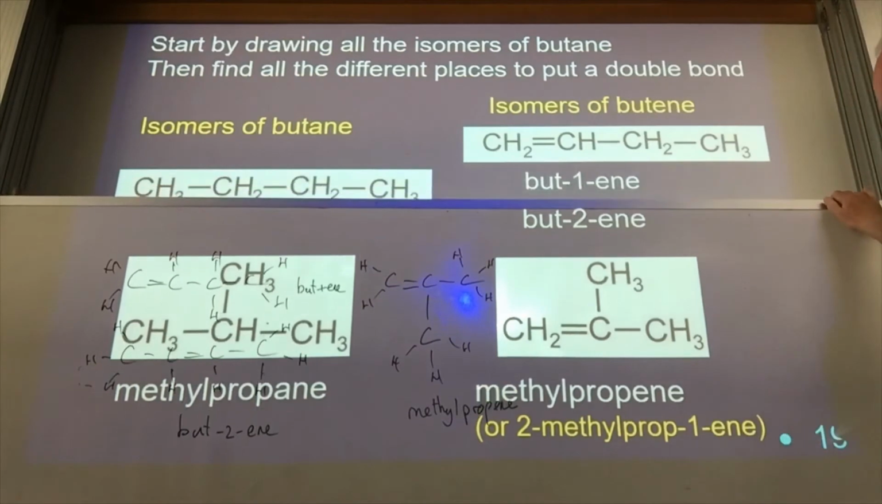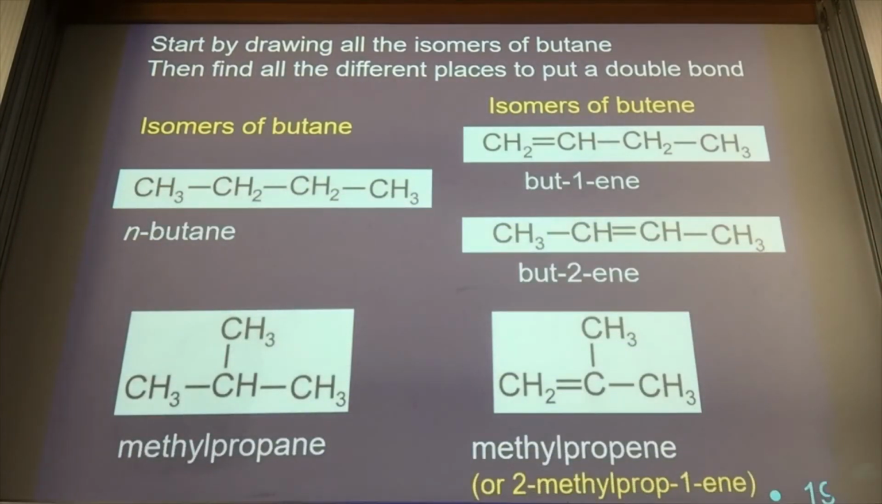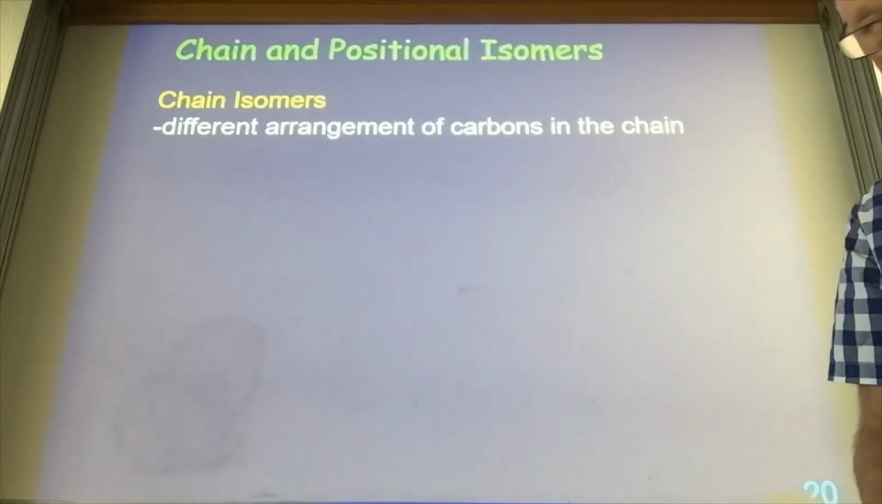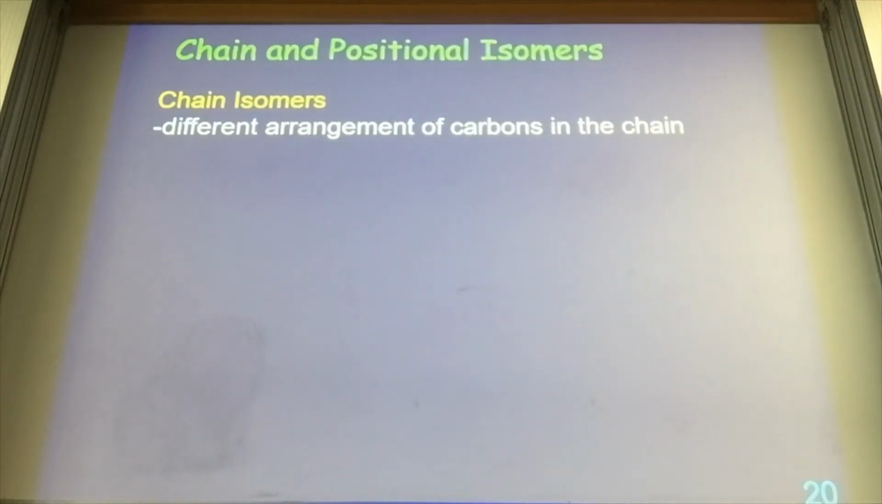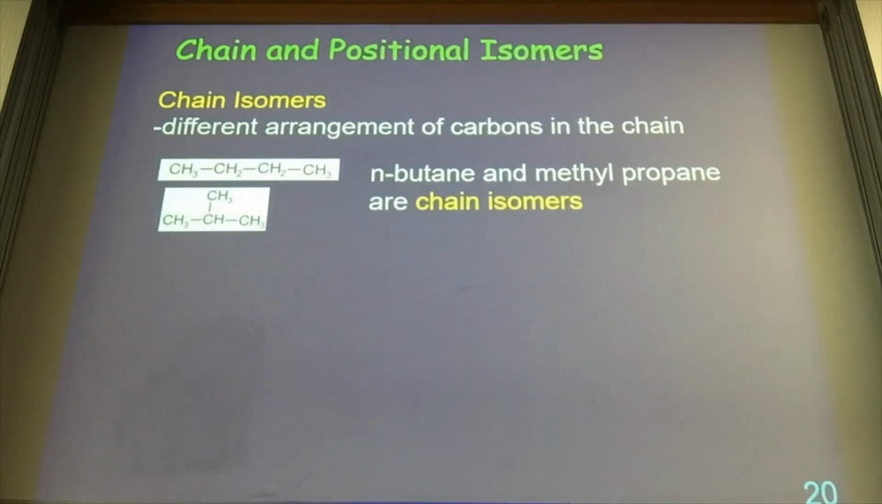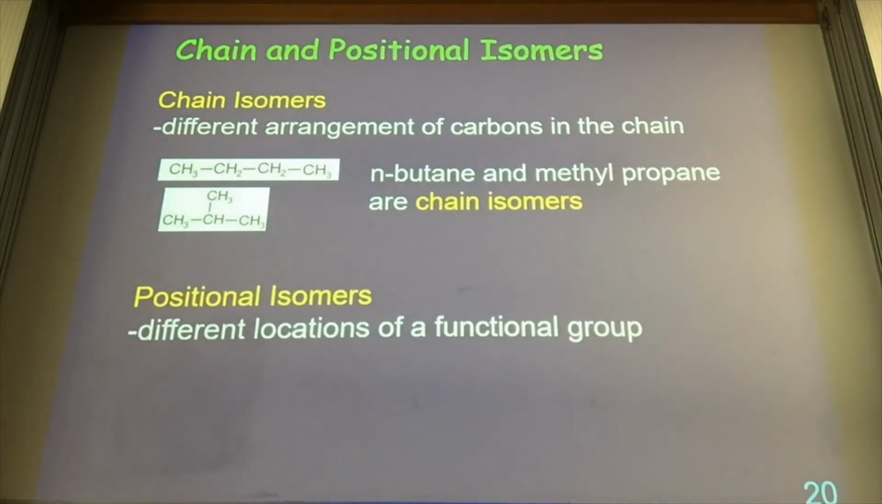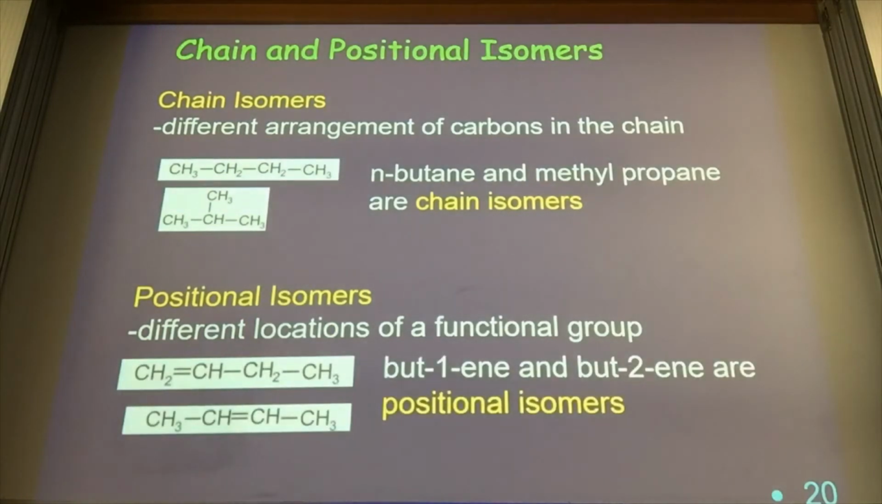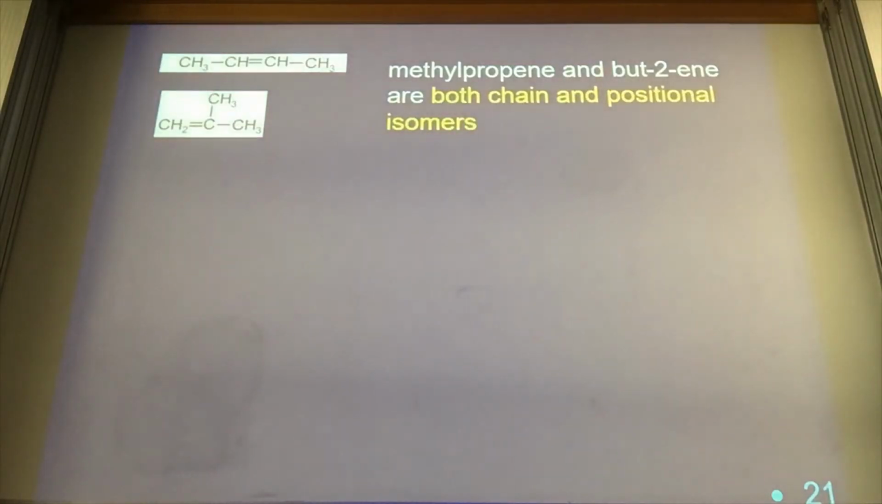And there we have the answers. Chain and positional isomers are different types of structural isomers. Chain isomers are different arrangements of carbon in the chain. So n-butane and methyl propane are chain isomers, whereas positional isomers are different locations of the functional group. So if the functional group is a double bond, 1-butene and 2-butene have the double bond in different places, therefore they are positional isomers. And molecules, of course, can be both, as in the case of those two.